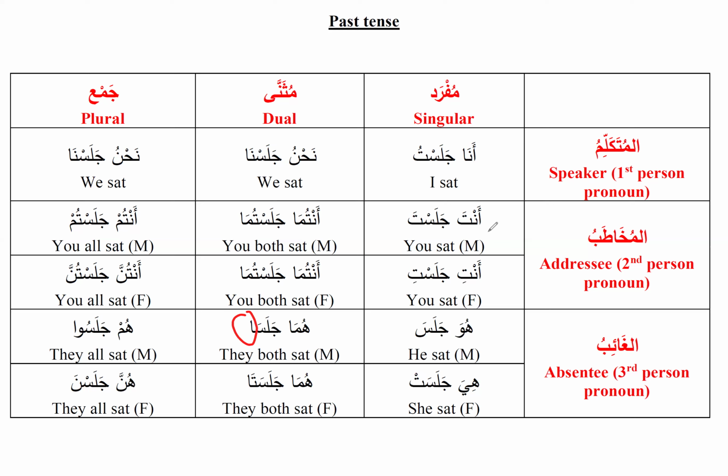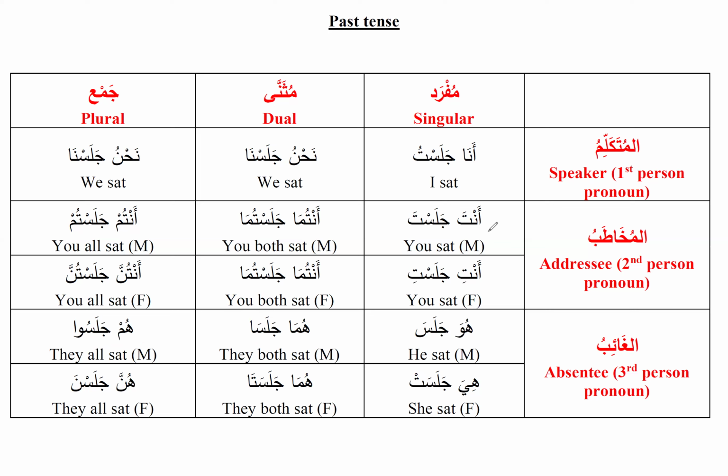We don't want to get too much into that, but just know that this alif here is for a purpose, not to be read. So we don't pronounce the alif, we just write it. So this is pronounced as hum jalasu, hum jalasu. So huwa jalasa, huma jalasa, hum jalasu.